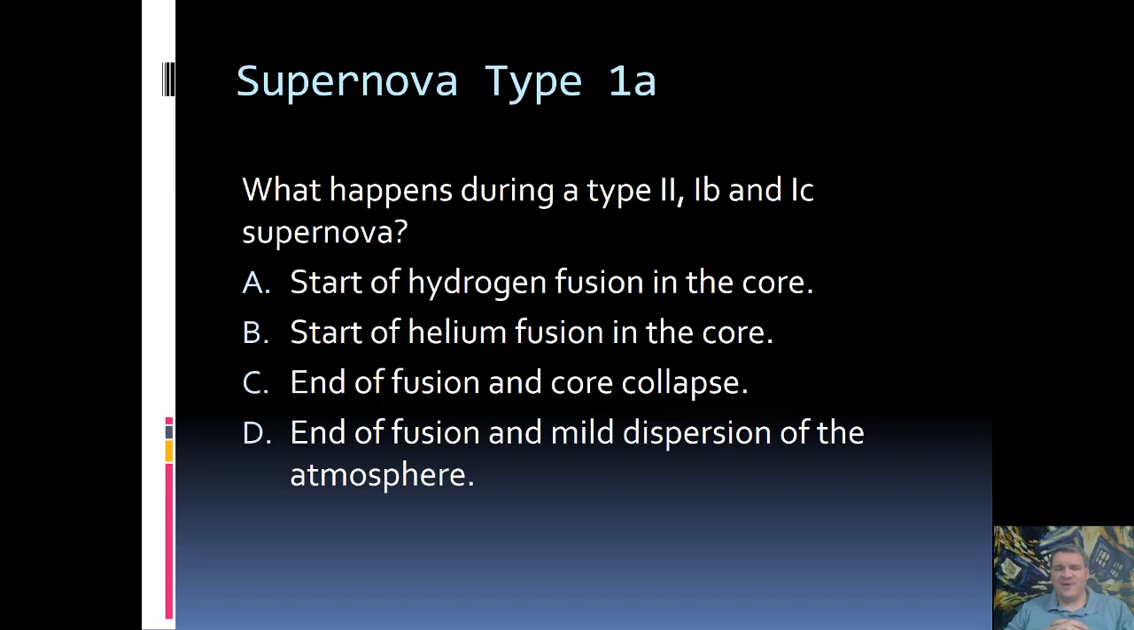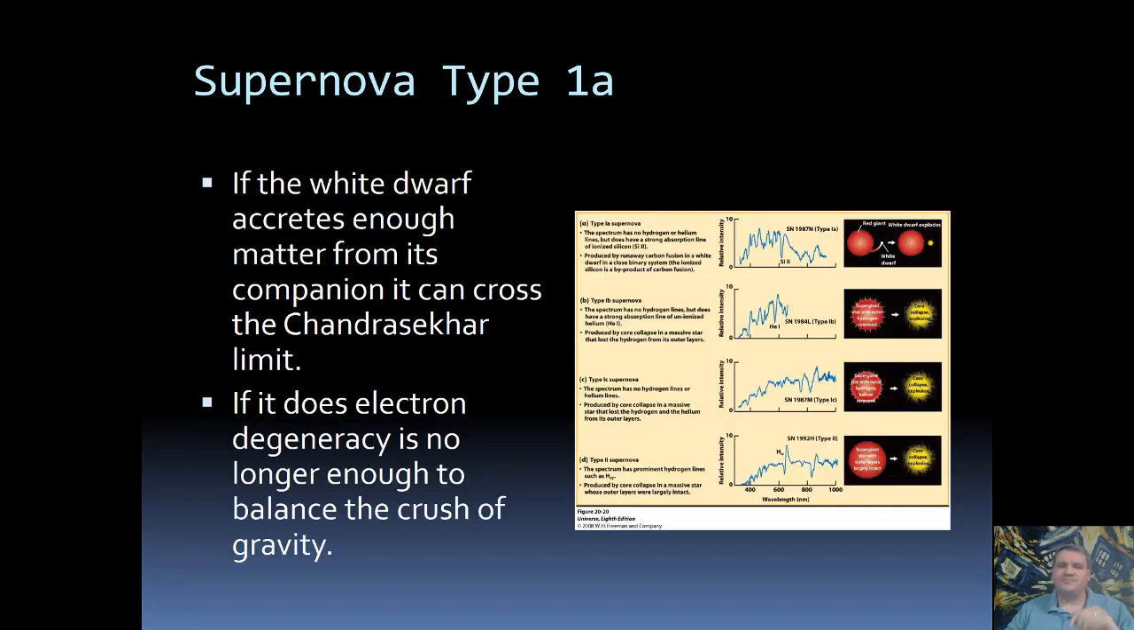Alright, so what happens during a supernova? Or at least these three types. It is C, the end of fusion and core collapse. Now, we mentioned that there were four types. Type 2, 1b, and 1c are all core collapse of a giant, some kind of supergiant. But Type 1a is a completely different mechanism.